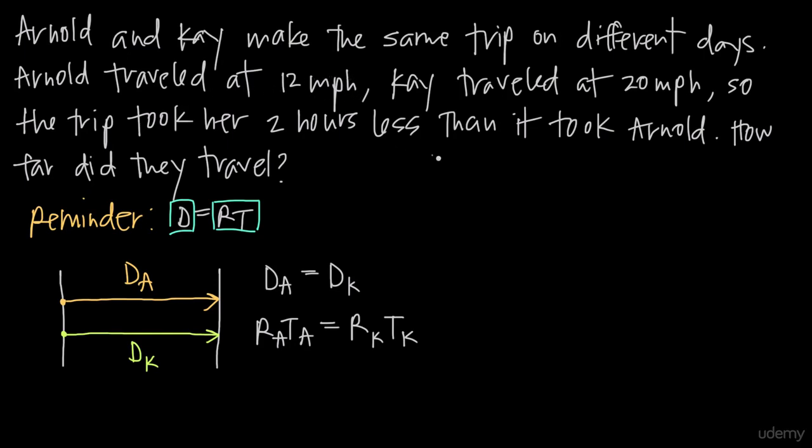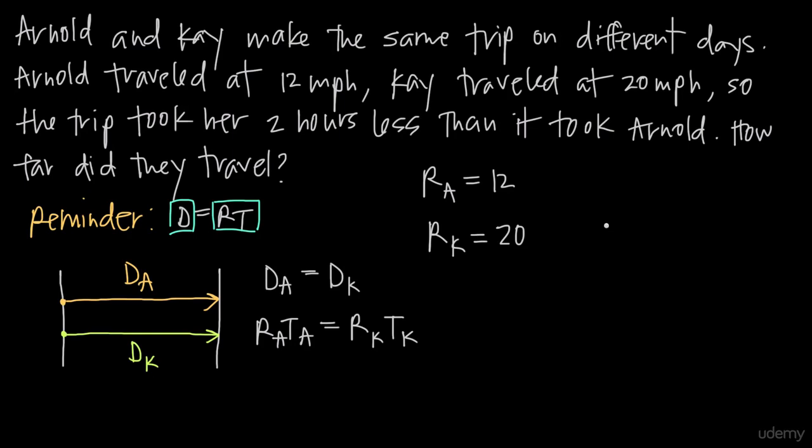So that's going to be Arnold's rate. So we can go ahead and say Arnold's rate, or R sub A, is going to be equal to 12. We've been told Kay traveled at 20 miles per hour. So that's going to be Kay's rate. So we can say Kay's rate, or R sub K, is going to be equal to 20. Then it tells us the trip took Kay 2 hours less than it took Arnold because she traveled faster.